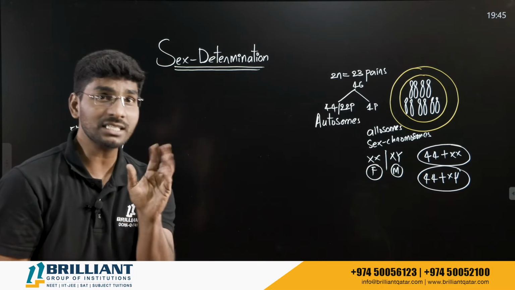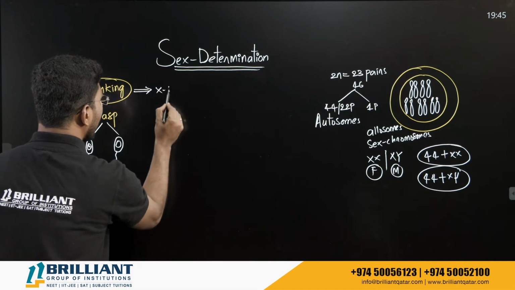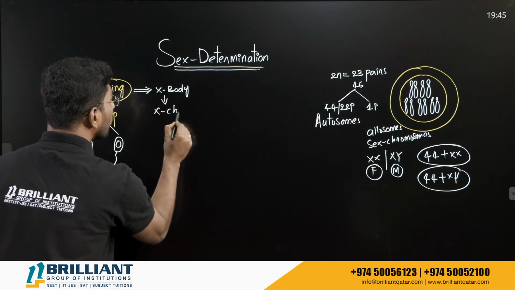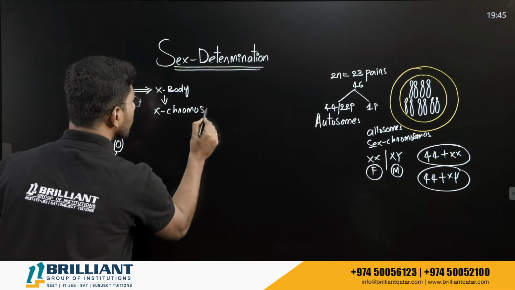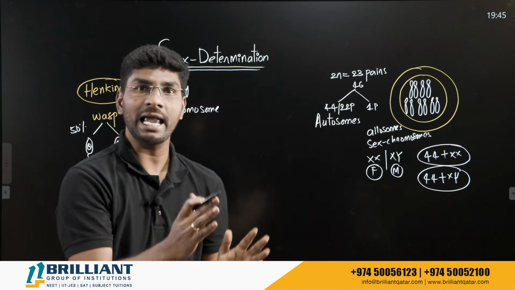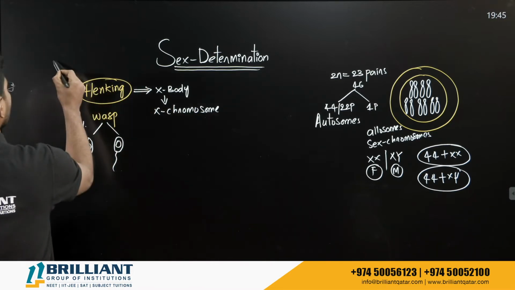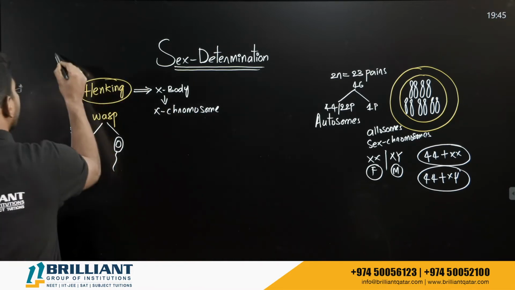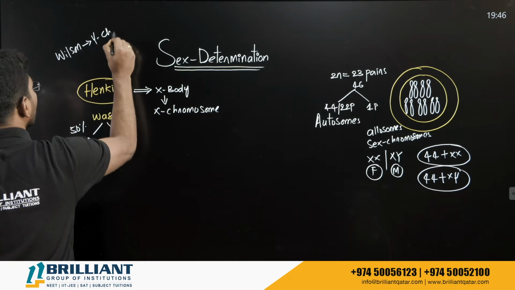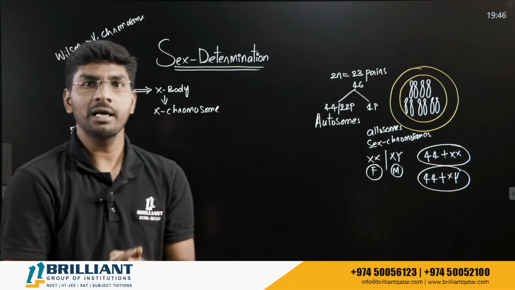Henking gave the name X body to the dark structure in the nucleus. Nowadays we call this X body the X chromosome. I hope you understand. You got my point? The X chromosome was first identified by Henking in wasp sperms. Later, after Henking, there was a scientist called Wilson who identified the Y chromosome. The Y chromosome is the smallest chromosome in the human karyotype.